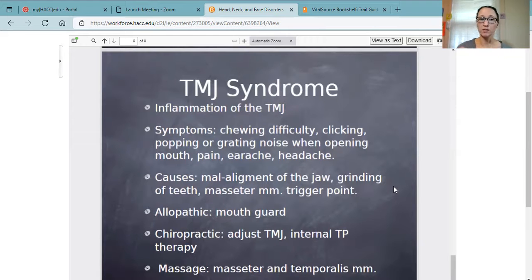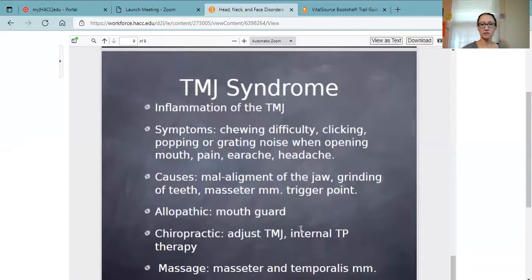Grinding of your teeth, especially at night, that's a big cause of TMJ syndrome. Masseter trigger points, so having one side of the masseter be tighter than the other side can cause the whole jaw to be pulled to one side. So a lot of different causes, okay?